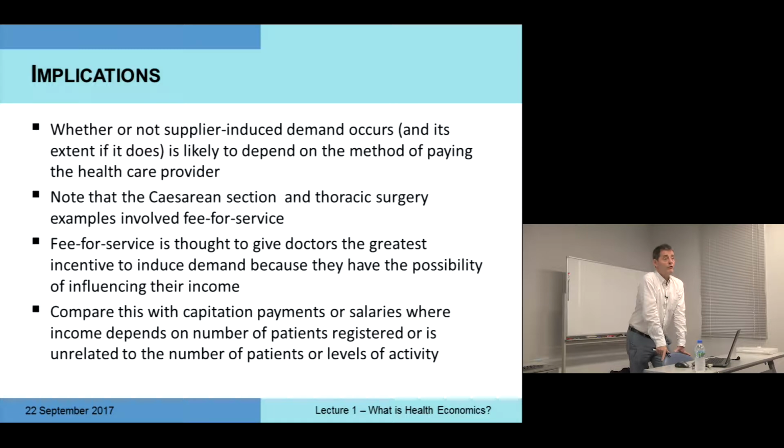We can compare that with, say, a salary. If the healthcare professional is receiving a salary, they get the same salary whether or not they do 100 procedures or 80 procedures. Or, for example, capitation payment, where you get a payment per patient that you're responsible for. Now, with capitation payments, if anything, the incentive's going in another direction. Do less for them, because that way you can have more patients.